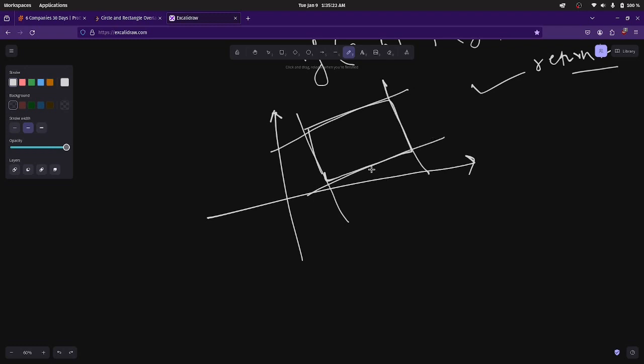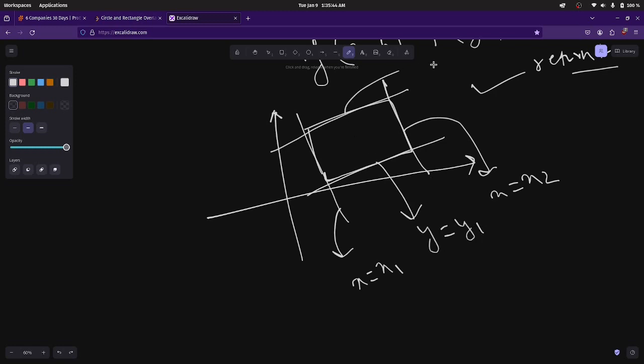The equations of each of these lines are, let's say the equation of this line is, not y, but x. x equals x1, and the equation of this line is x equals x2. x1 and x2 are the values of the x coordinates of these vertices. The equation of this line is y equals y1, and similarly y equals y2.